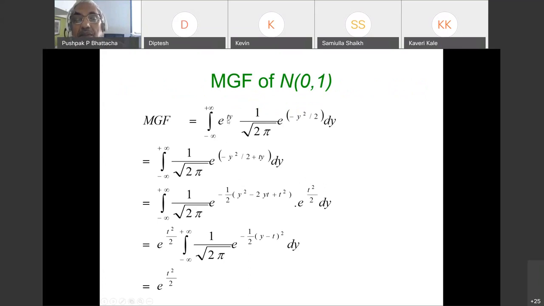So e to the power ty into e to the power minus y square by 2: the two exponents can be added, since a to the power x into a to the power y is a to the power x plus y. So we have minus y square by 2 plus ty in the exponent. To that, I add t square by 2 and subtract t square by 2. With this manipulation, I can take e to the power t square by 2 out, and I have e to the power minus half into y square minus 2yt plus t square.